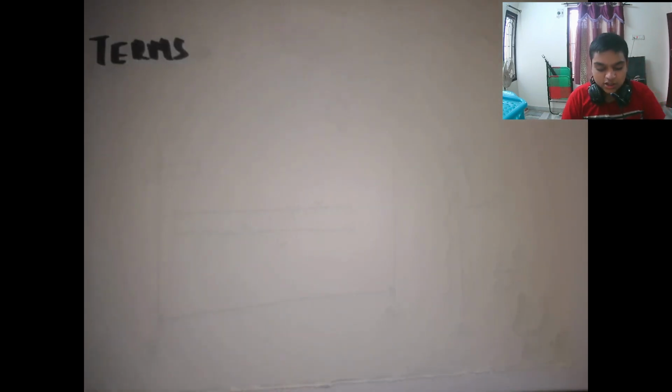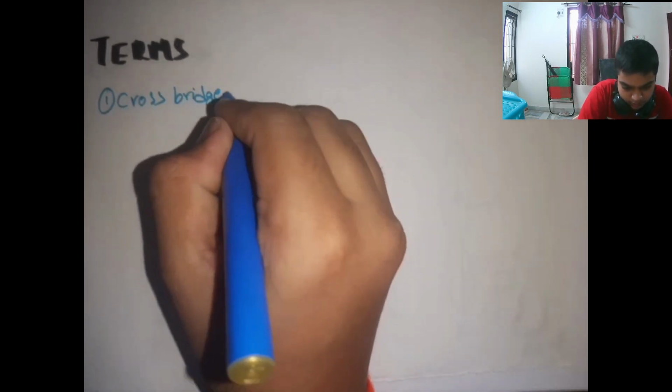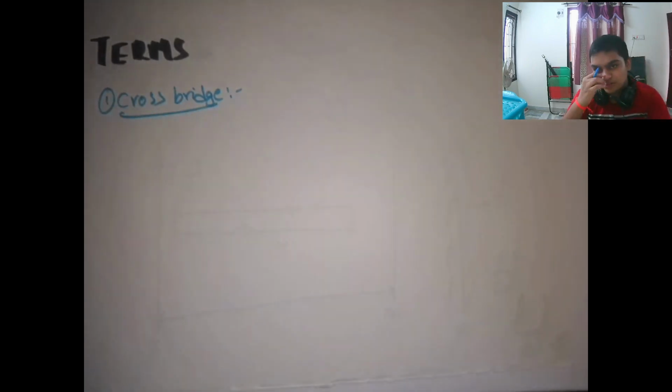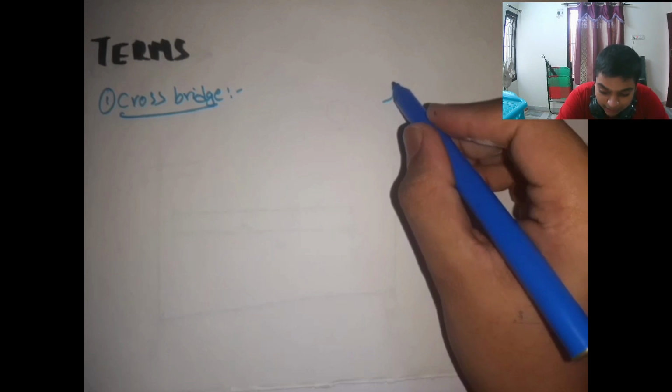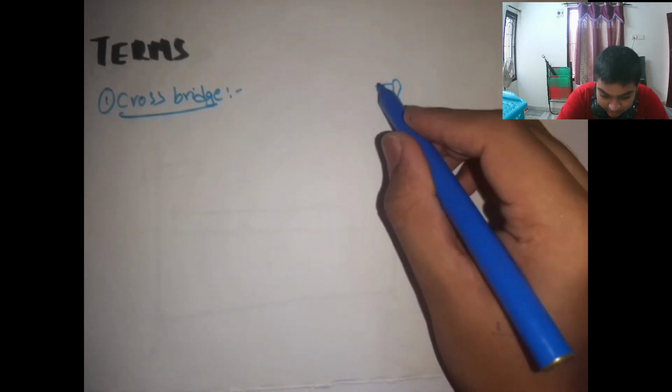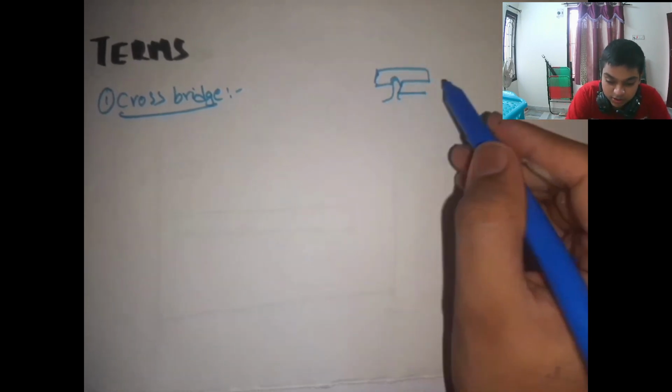First one is cross bridge. Now what is this cross bridge? Yes, when myosin head binds with the actin, this is called cross bridge formation.